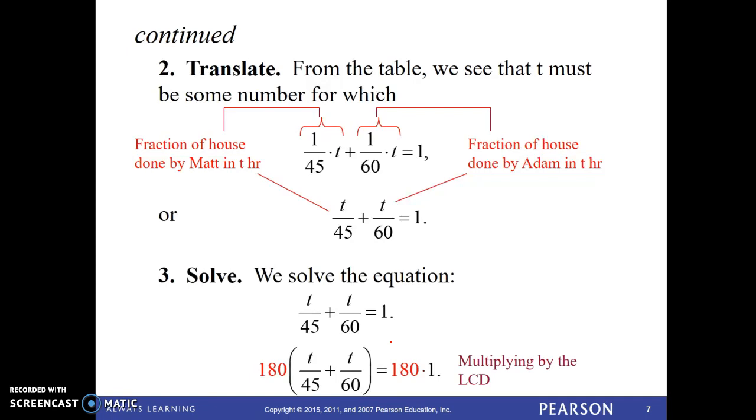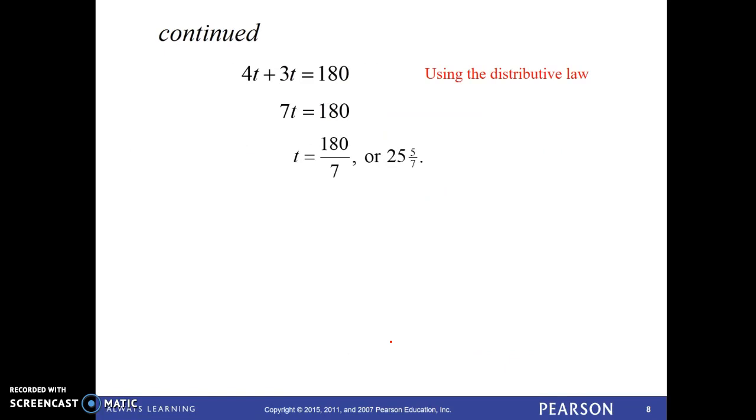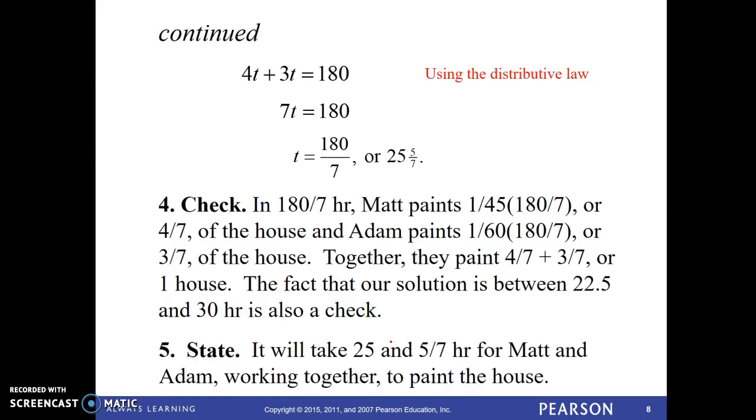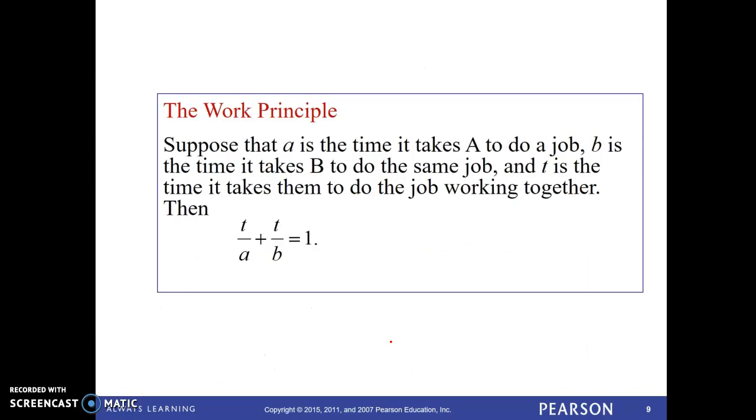But we can't do anything until we get a common denominator, which is 180. So let's multiply both sides by 180. And now we find that t is equal to 25 and 5/7. So we check. 180 over 7. That works out if we were to do the portion that Adam is painting. But remember, they're working together. They paint 4/7 and 3/7, which equals one whole house. The fact that our solution is between 22.5 and 30 also checks, doesn't it? So it will take 25 and 5/7 hours for Matt and Adam working together to paint the house.